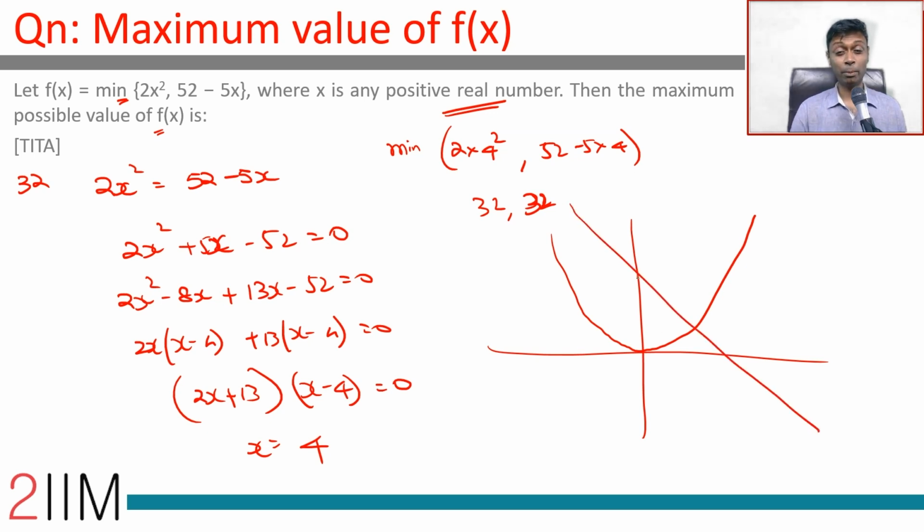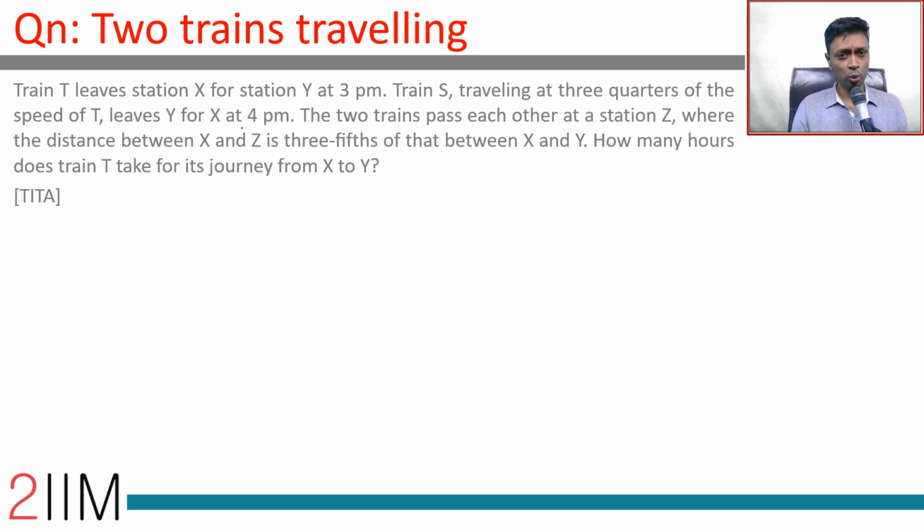So if f of x is the minimum of these two, we're talking only positive territory. So we completely forget this. F of x would be like this till this point, and then take this. It'll take one arc till a point, and then the other arc after that. This will be the maximum value f of x can take, which is why we find the meeting point of the two arcs.